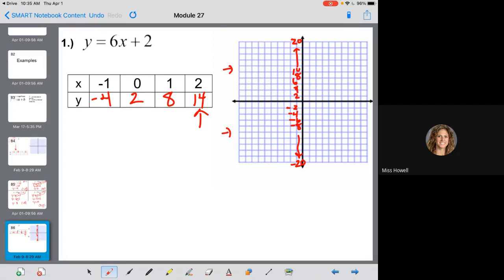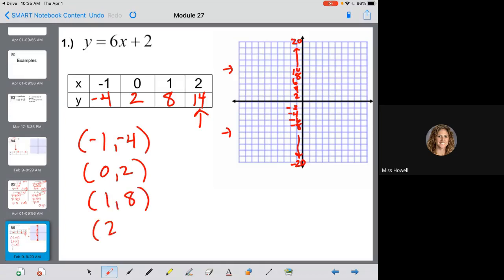All right, from there, we want to graph our points. We saw that -1, -4, 0, 2, 1, 8, and 2, 14 are places on our line. So, review, plotting our points. Remember, this -1 means go left 1. Remember, on this x-axis, we didn't renumber. We're counting by 1s there. So left 1 would be right here. Down 4 is really right there.